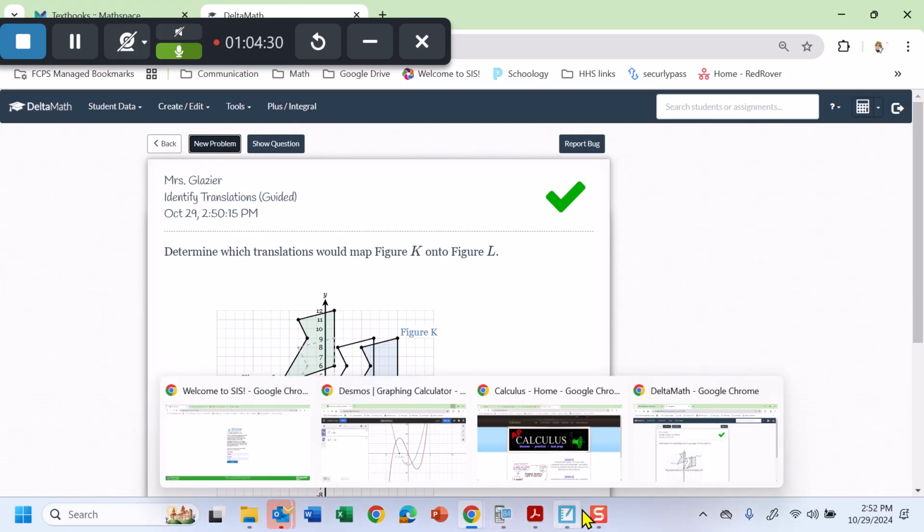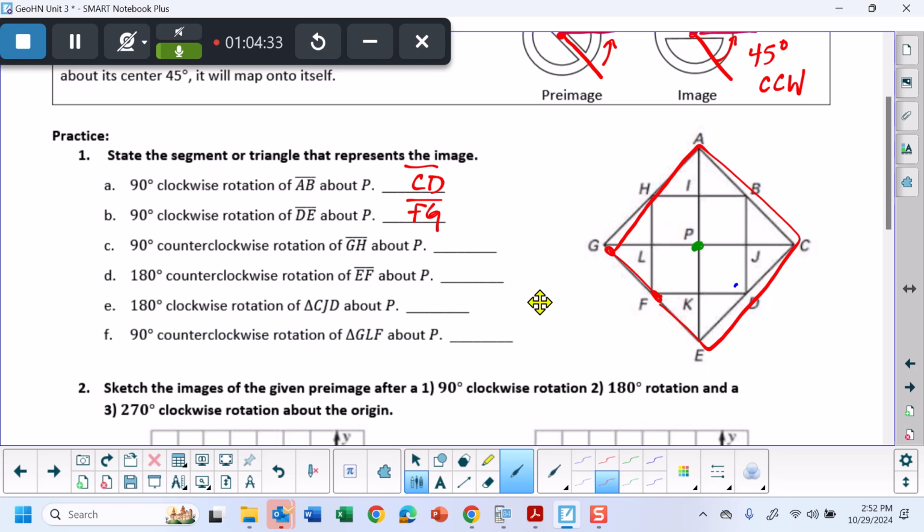All right. Last bit of conversation here. Go ahead with your partner. Talk about C, D, E, and F. Go.